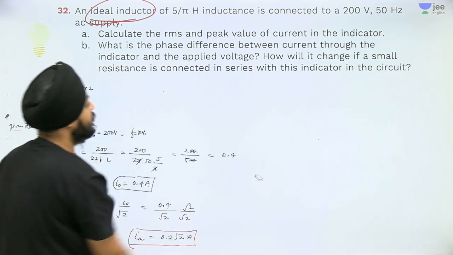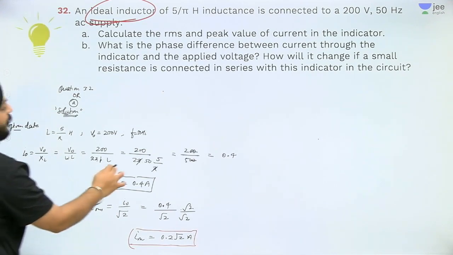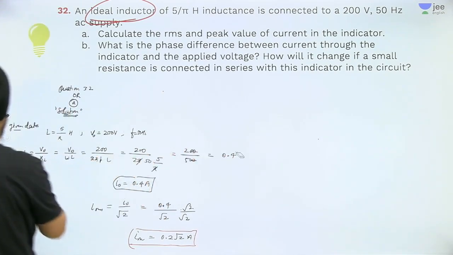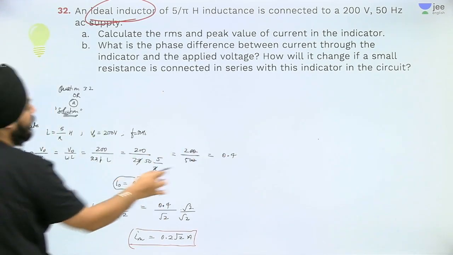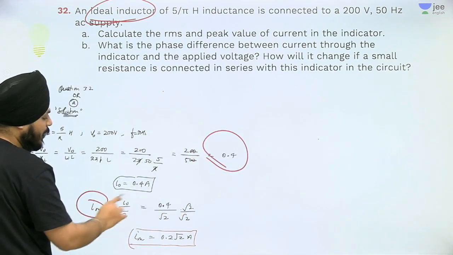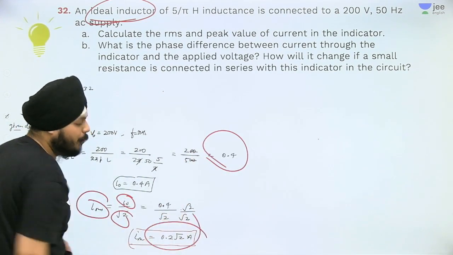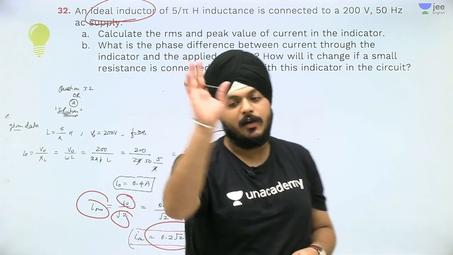Okay guys, this is the solution for you. The same thing I have done. I am getting the value of this as 0.4 ampere. And the IRMS value would be I0 by root 2, so I am getting 0.2 root 2 ampere. The same value is there.